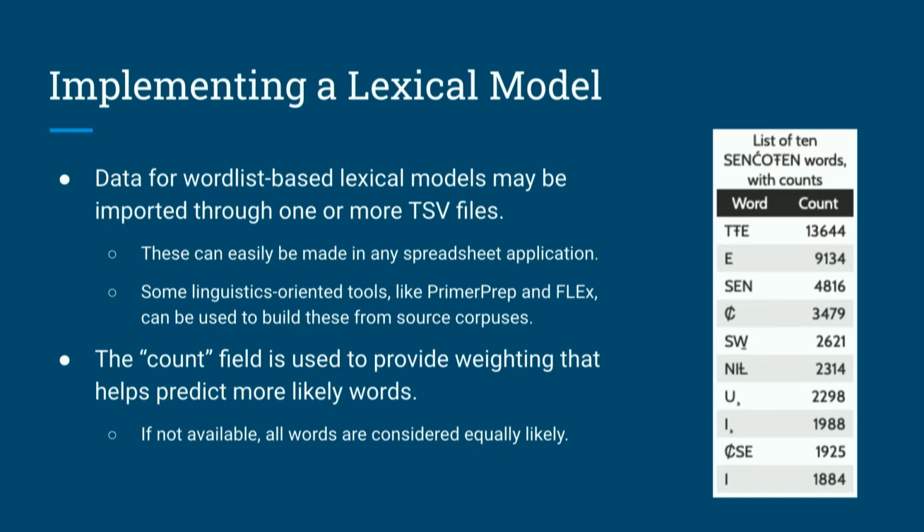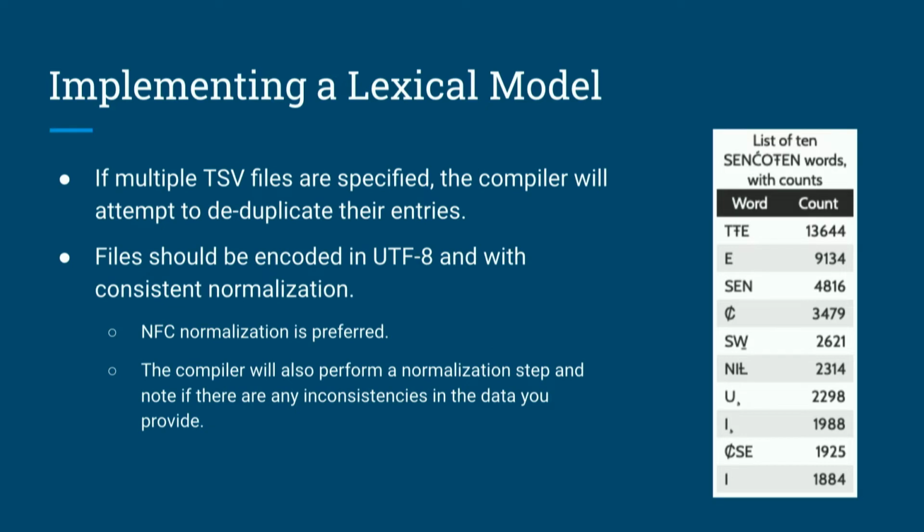This count field is used to determine frequencies, thus how likely the word is. You can just have it as plain counts, and we'll sum it all up on your behalf. That's easy for computers, so no worries there. The compiler will attempt to perform deduplication on your behalf. So you don't have to go in and clean up things if you did accidentally put the same word in different files.